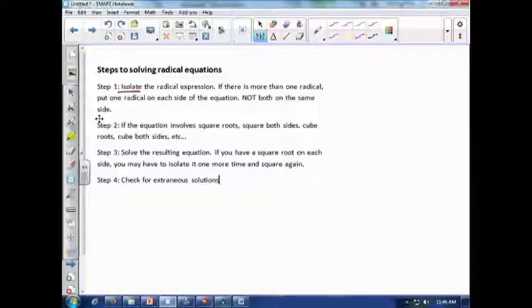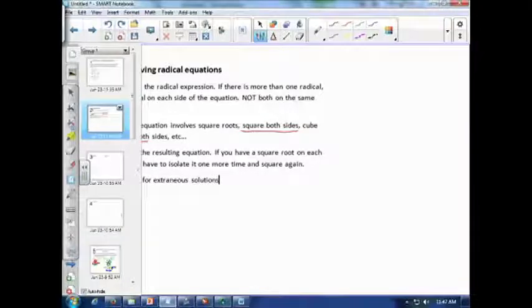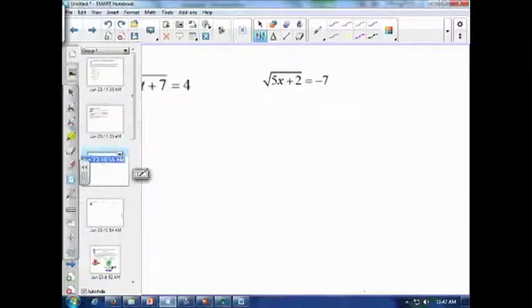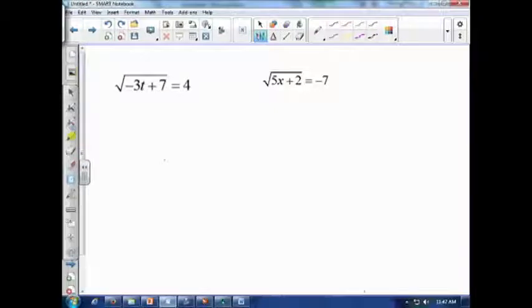Then square both sides if you're dealing with square roots, or cube if you're dealing with cube roots. Solve the resulting equation, and if you have a square root on each side, you may need to isolate one more time to do the process, and then check for extraneous solutions. So let's look at these examples.